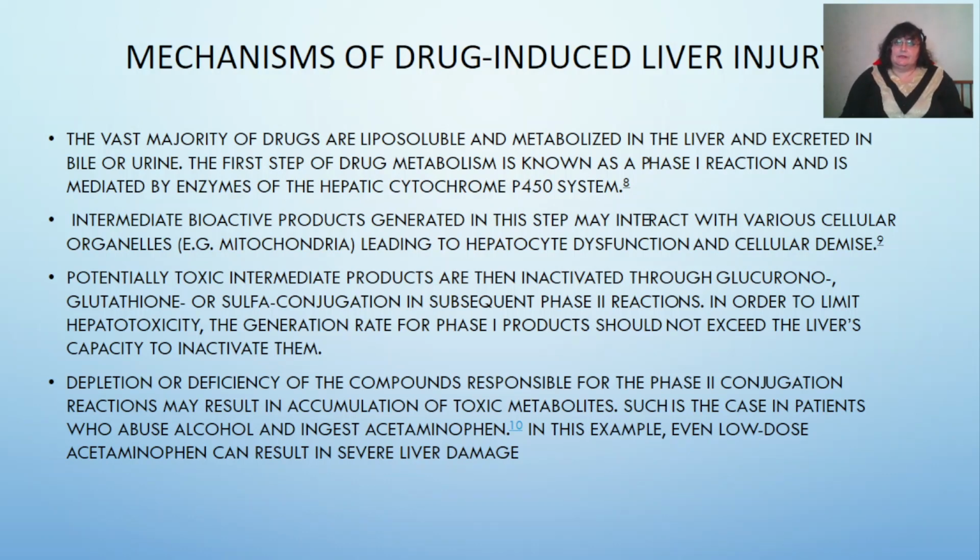Potentially toxic intermediate products are then inactivated through glucuronidation, glutathione or sulfate conjugation, a subsequent phase 2 reaction. In order to limit hepatotoxicity, the generation rate for phase 1 products should not exceed the liver's capacity to inactivate them. Depletion or deficiency of the compounds responsible for phase 2 conjugation reactions may result in accumulation of toxic metabolites.